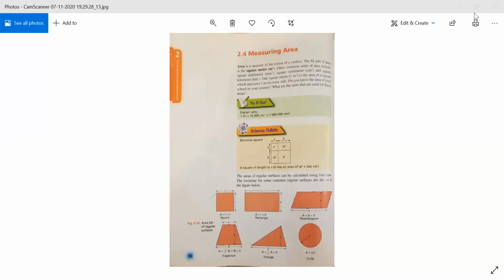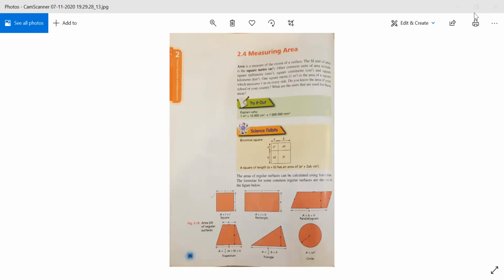Area is a measure of the extent of a surface. The SI unit of area is the square meter, m square. Other common units of area include square millimeter, square centimeter, and square kilometer. 1 square meter is the area of a square which measures 1 meter on every side. Do you know the area of your school or your country? What are the units that are used for these areas?